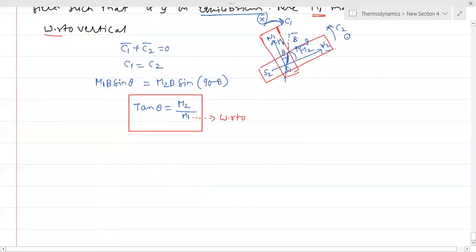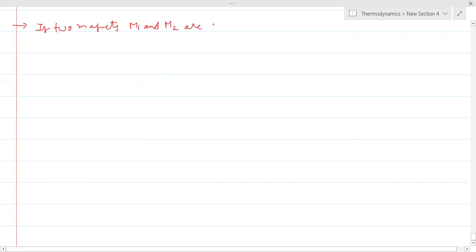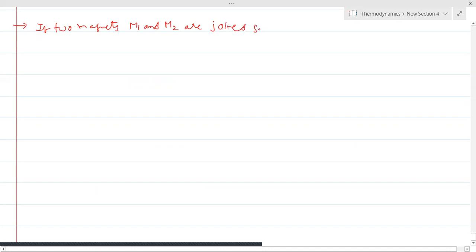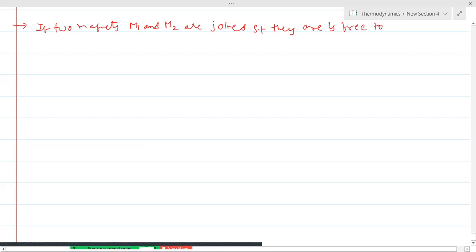Next, if two magnets M1 and M2 are joined such that they are, so that means the system is free to rotate in a magnetic field.